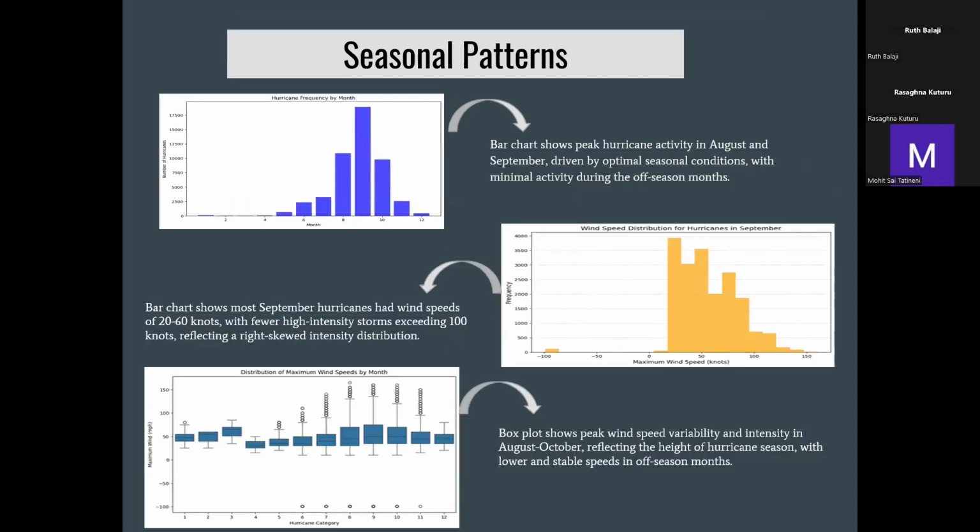Coming to the seasonal patterns, the visualizations highlight that most hurricanes occur between August and October, with September seeing the highest activity. Box plots illustrate variability in peak wind speeds during these months.